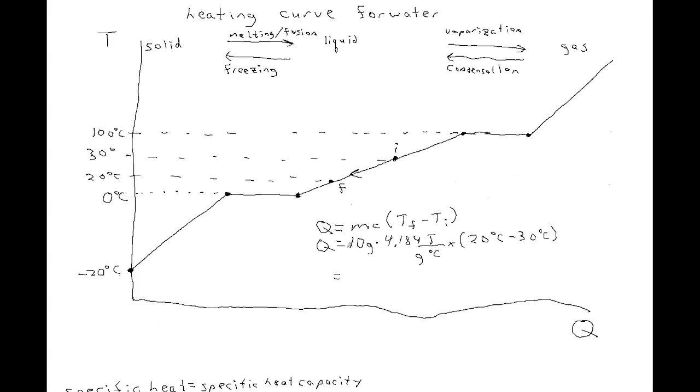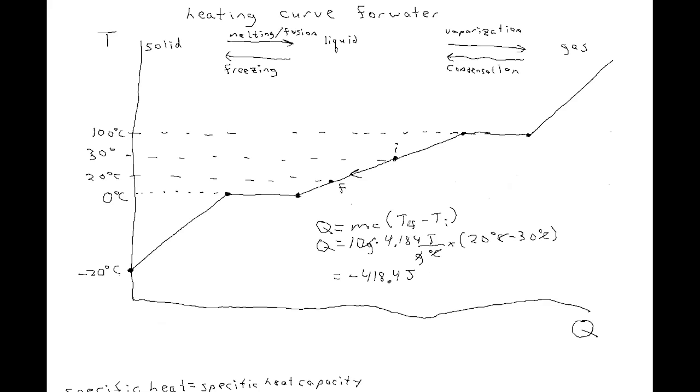I got negative 418.4 joules. Good. Usually I don't put in units when I'm working with equations, but here I think you can learn from putting in the units. You can see how the units cancel, degrees Celsius cancel. And it's good that you saw the answer came out negative, because 20 minus 30 is negative 10. And that negative answer matches our earlier work, right? We were predicting that this was going to be negative. It's releasing heat because it's cooling down. Okay, so that's our first example. So the answer here would be negative 418.4 joules.